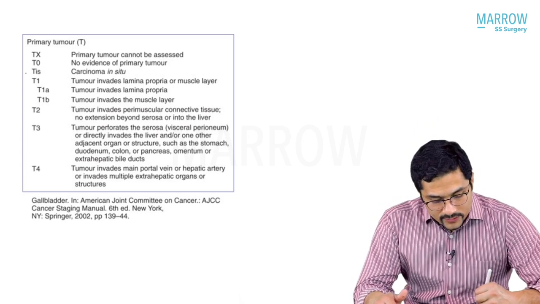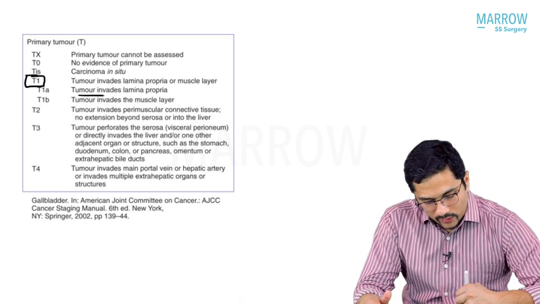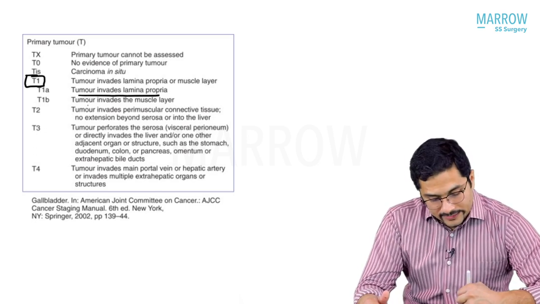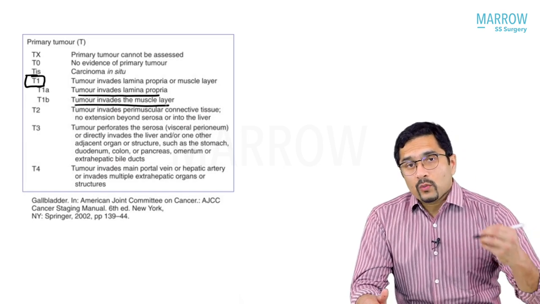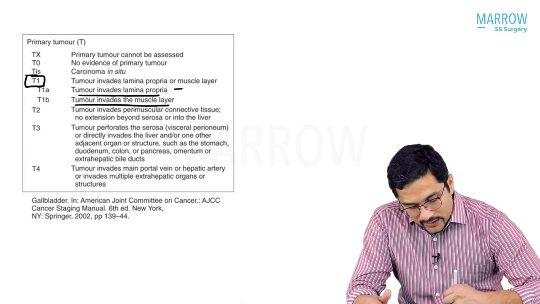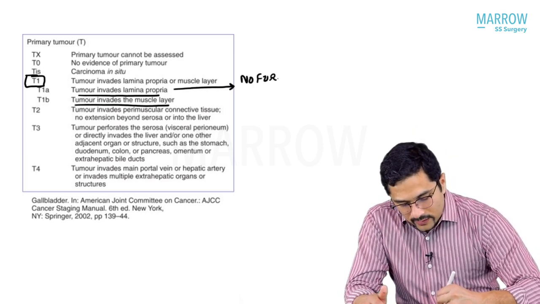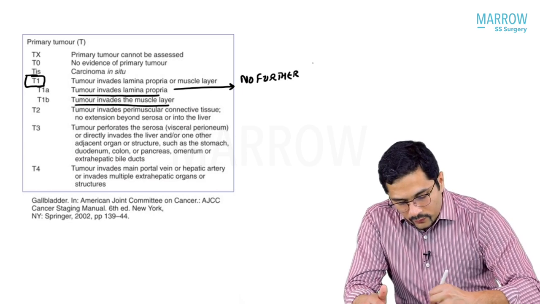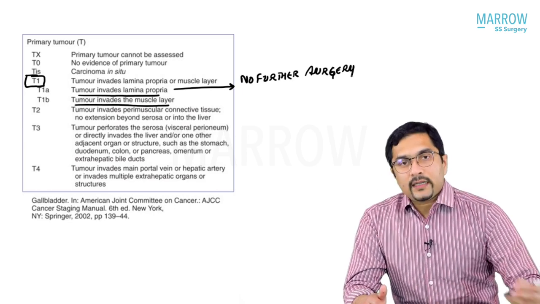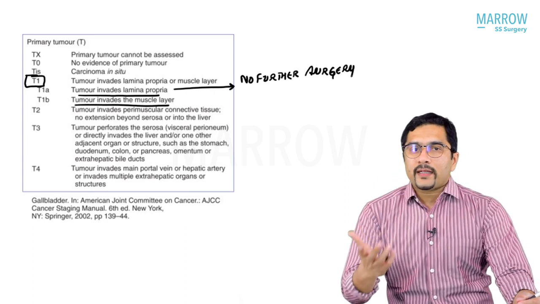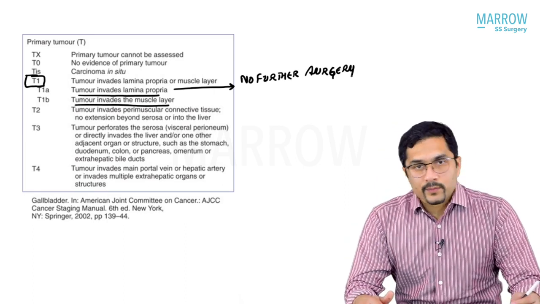The most important is T1. T1A is when it involves the lamina propria, and T1B is when it invades the muscle layer. So why is this important? If the patient has been diagnosed with T1A, no further surgery is required. Supposing the patient underwent a lap chole and it turned out to be a T1A gallbladder cancer, no further surgery is required in this patient.